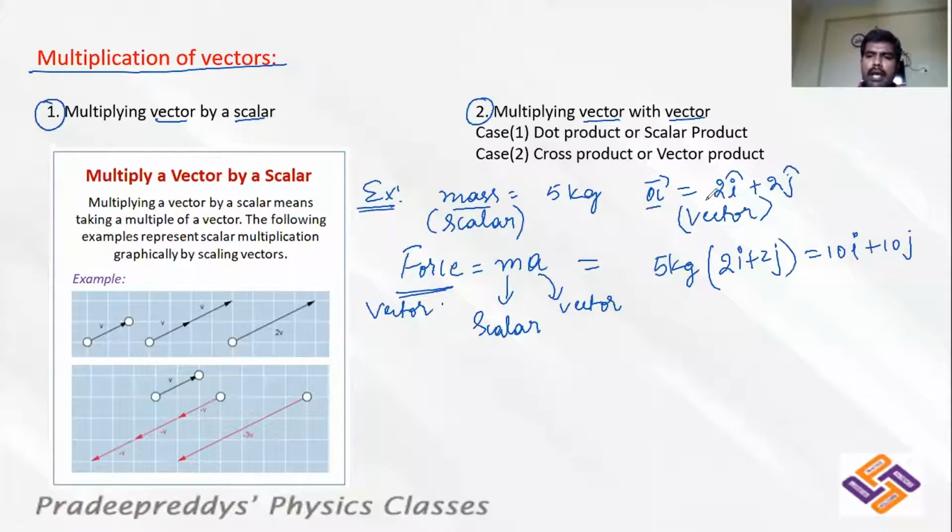What has happened here? Acceleration has increased 5 times. Initial acceleration is a bar. How many times has it been increased? 5 times. Is there any change in the direction of acceleration or the direction of force? Obviously no. Force is also along x-axis 10i cap and along y-axis 10j cap. Acceleration is northeast. Force is also northeast. Therefore, when you are multiplying a vector with a scalar, only its magnitude undergoes change. Its direction remains the same.